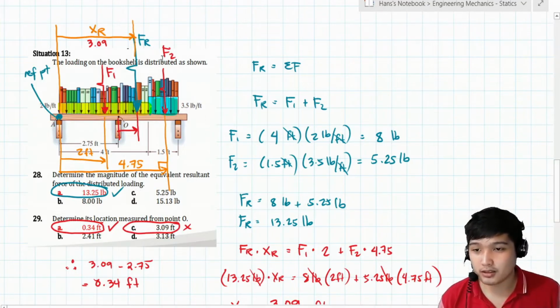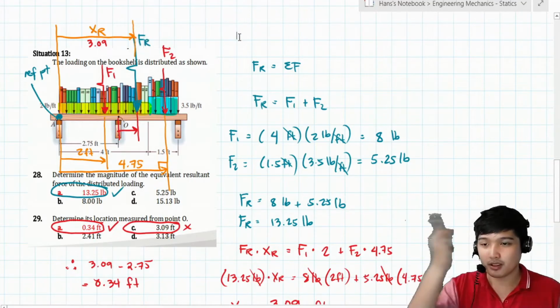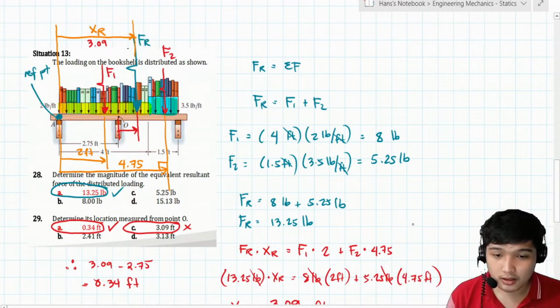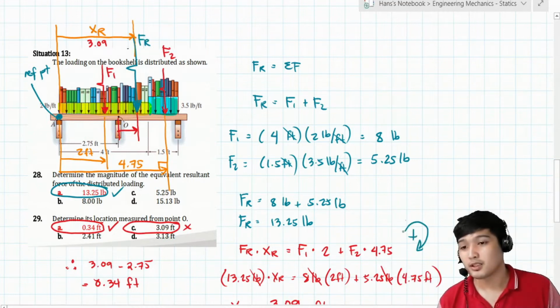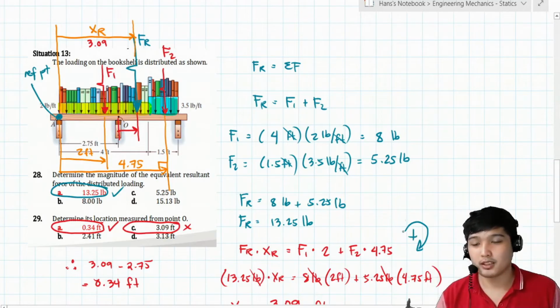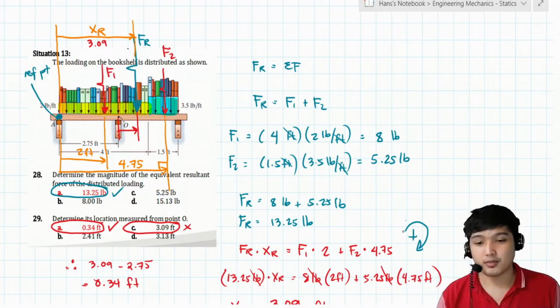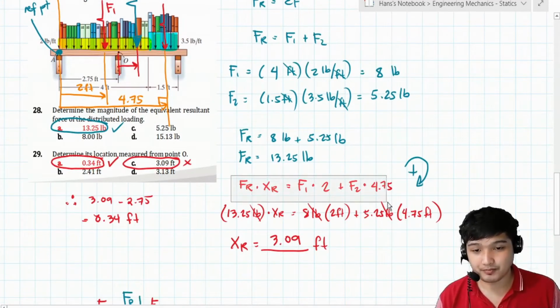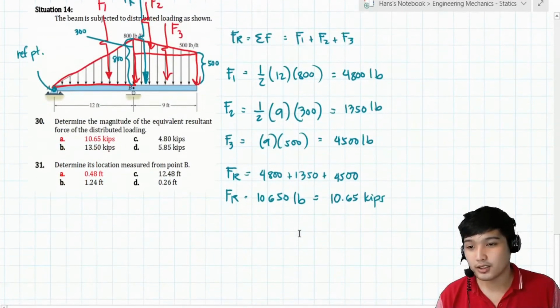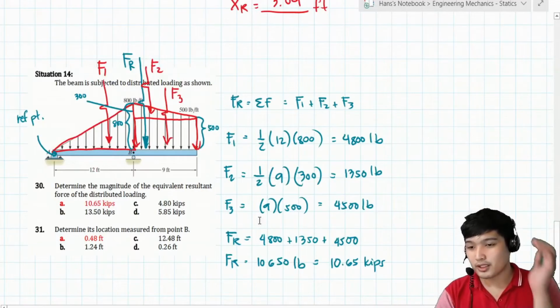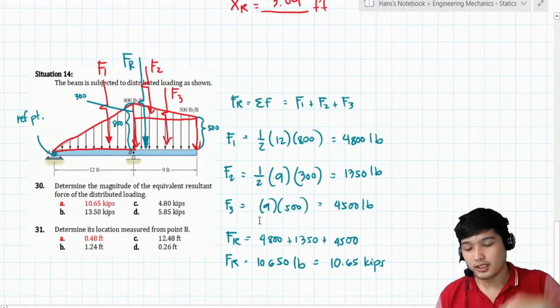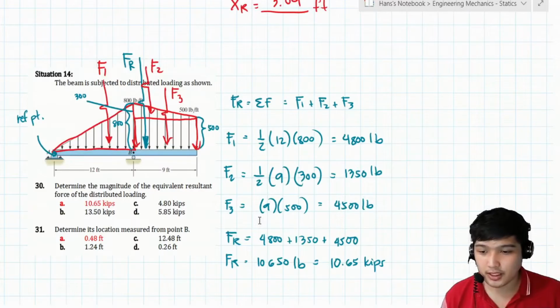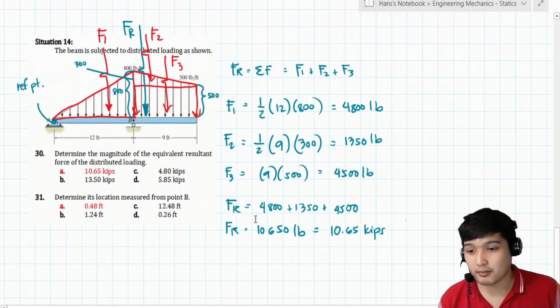So, depende sa moment ng resultant. Pero in this case, no, yung resultant naman is what? Anong ikot niyan sa reference point? Clockwise yan, no? So, ang consideration dito is clockwise moments, positive. So, yung F1 clockwise, positive. F2 clockwise, positive. So, lahat sila positive dito. Okay? So, dito ganun din. Yung moment ng resultant force is clockwise.